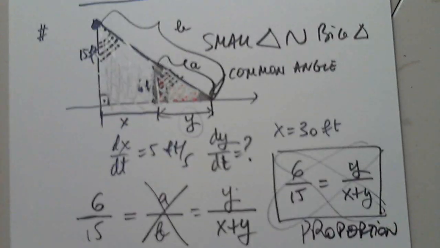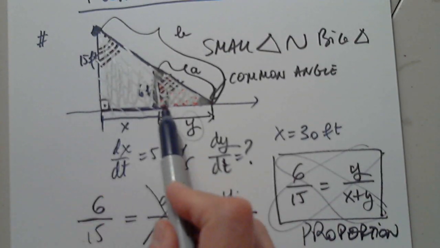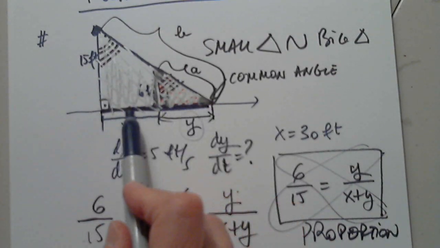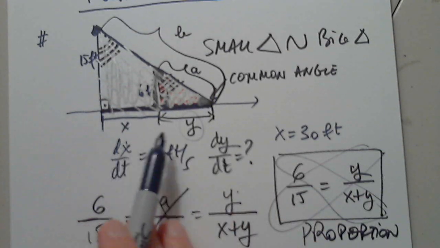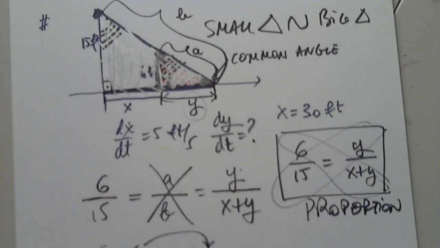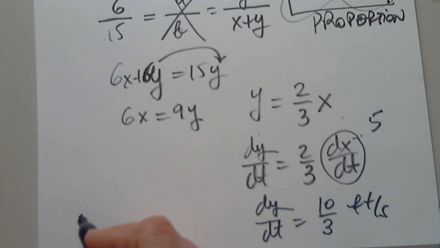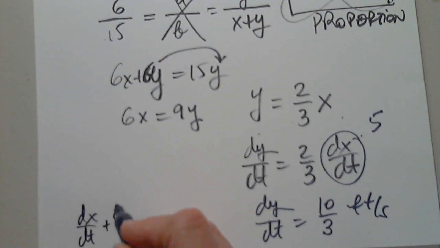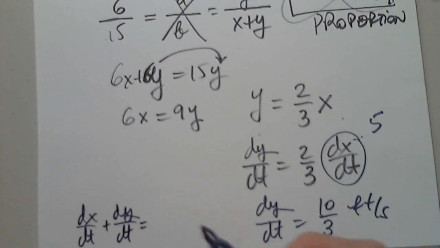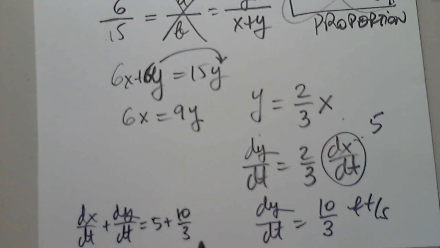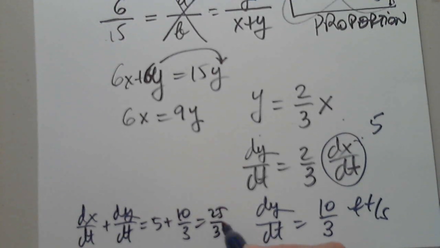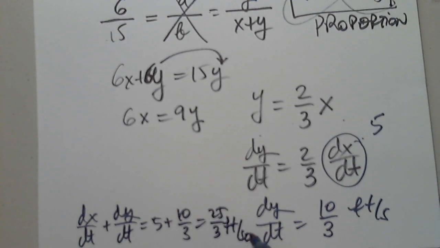But they're asking us to determine the rate of change of this. So then we have to add these two. So dx over dt plus dy over dt equals 5 plus 10 thirds. So 15, so it's 25 thirds feet per second.